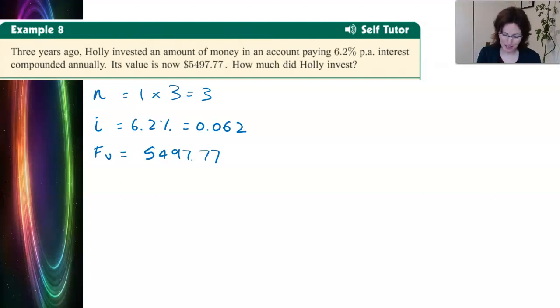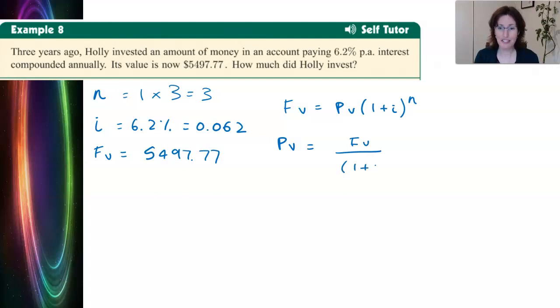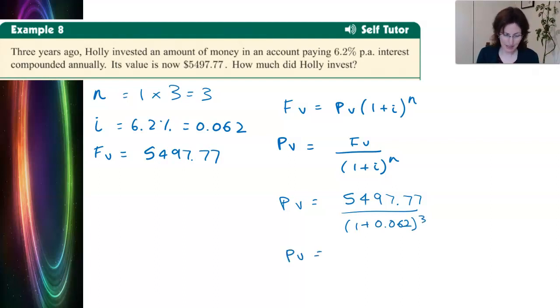So write out the formula. I've decided to use that formula just to show you the algebra in case you need a little bit of a refresher on what to do there. We're solving for the principal, and so we're dividing through by this part of the equation. And let's substitute in our numbers now. Our future value is the 5,497.77 over 1 plus 0.062 to the power of 3, and that works out to be $4,590. So that's how much she started with to end up with the $5,000 amount down the track.